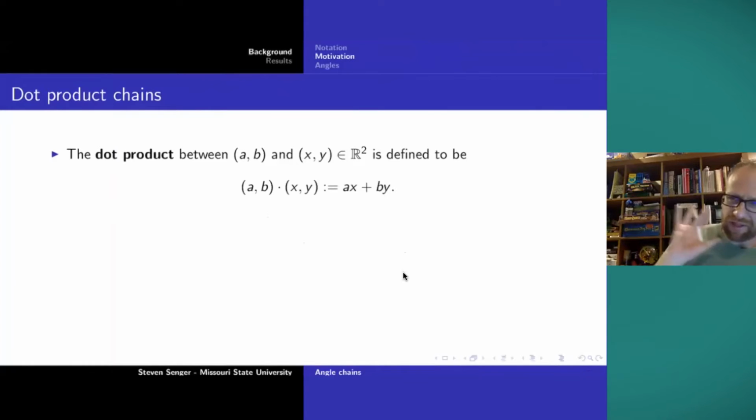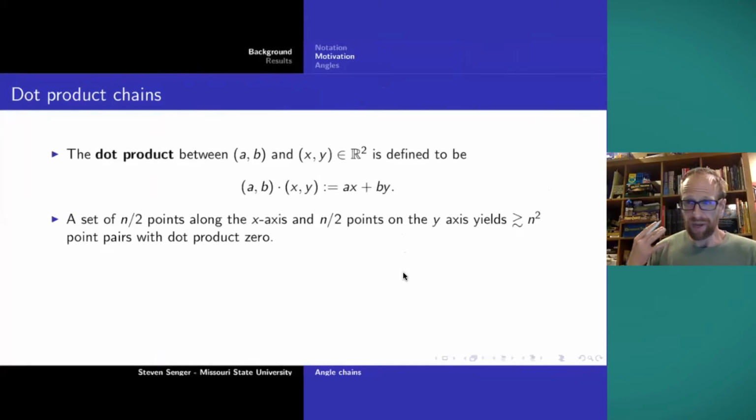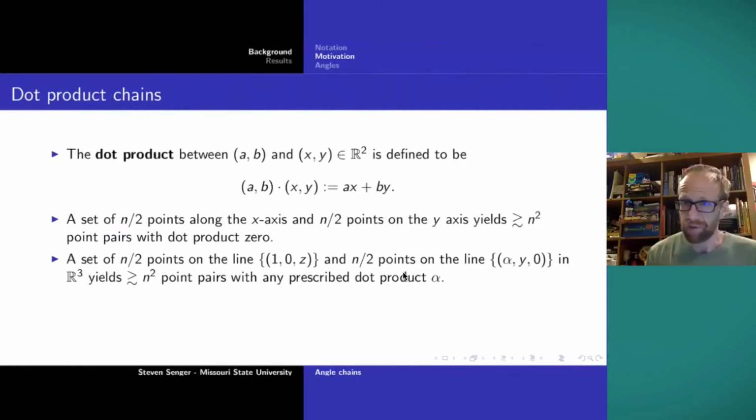Separately from distance chains, we have this notion of dot products, just the scalar inner product, so nothing fancy here. But if we ask, how often can a particular dot product occur? Well, if we're not careful and we just look at zero dot products, then we can arrange half the points on one axis, half the points on the other axis, and we have n squared zero dot products. Okay, let's look at non-zero dot products.